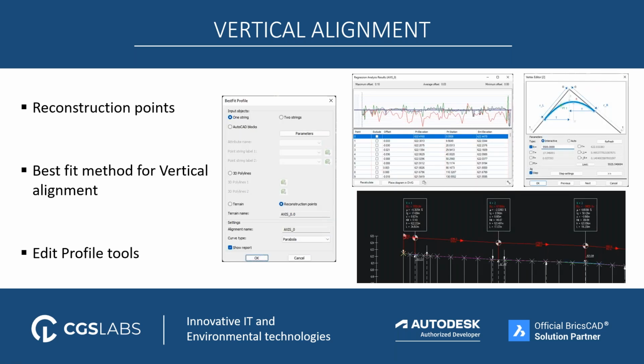So let's check this. The next part: when the reconstruction points are drawn, we can also make a best fit of the vertical alignment over these reconstruction points. Again, we get the report of the offsets, and we can also use our edit profile tools.